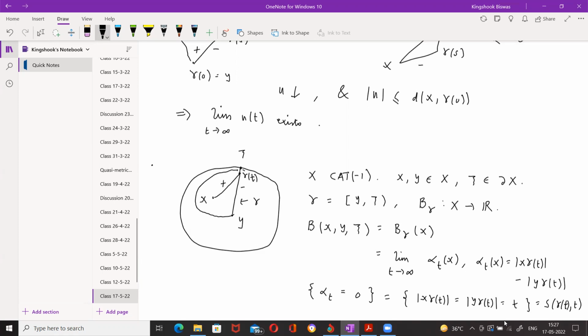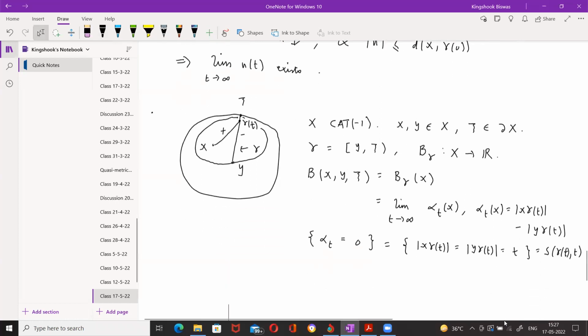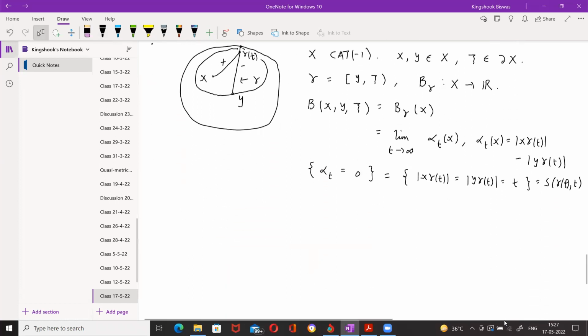So I'm taking spheres of radius t going to infinity, and the center of the sphere is also going to infinity. The center of the sphere is going to a boundary point. Is the picture clear?